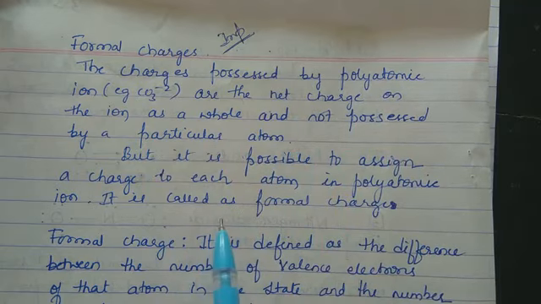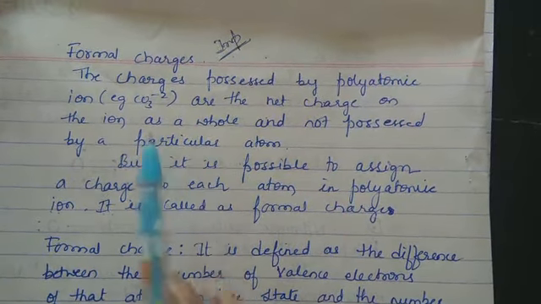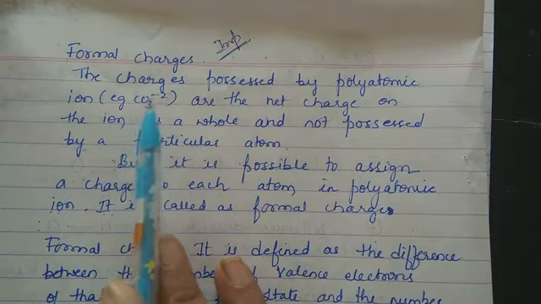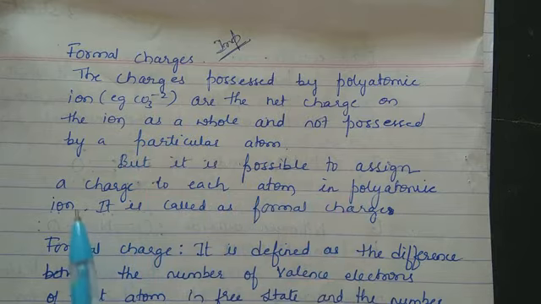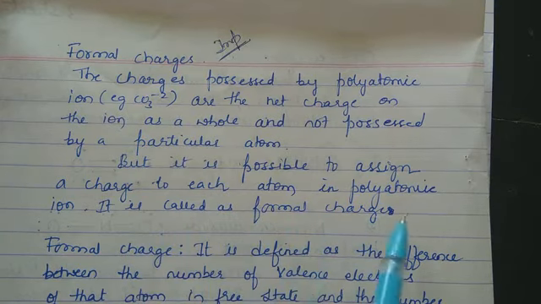But is it possible for us to find out the charge on a particular atom? Yes, it is possible to assign a charge to each atom in a polyatomic ion, and that charge is called formal charge.